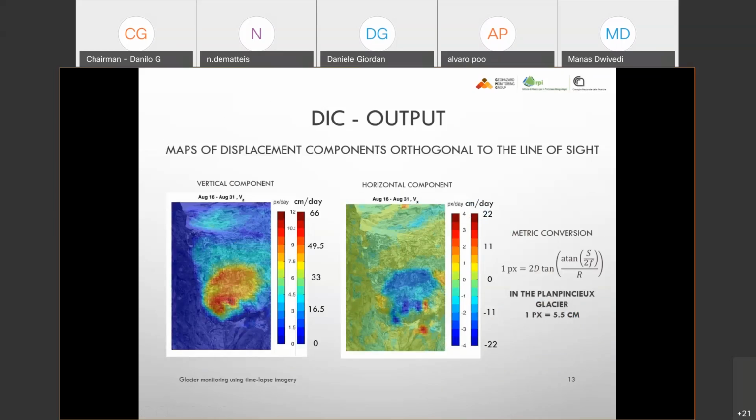The result of the cross correlation are in pixel units, but it is possible to apply a metric conversion using photogrammetric formula. For example, in this photograph of the Planpincieux glacier, the footprint of one pixel is approximately 5 centimeters.